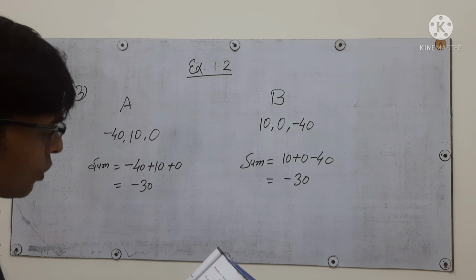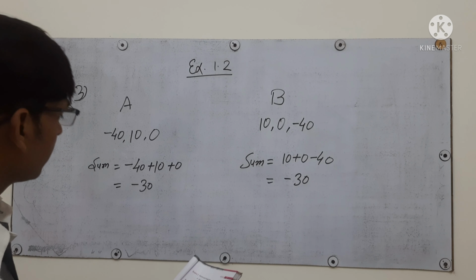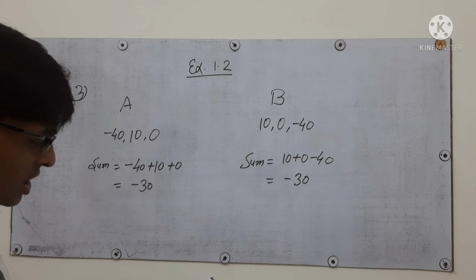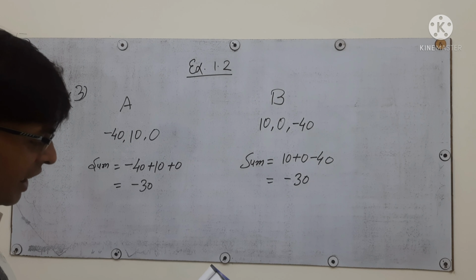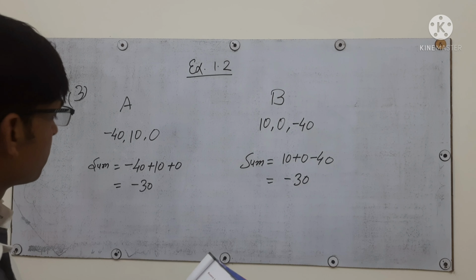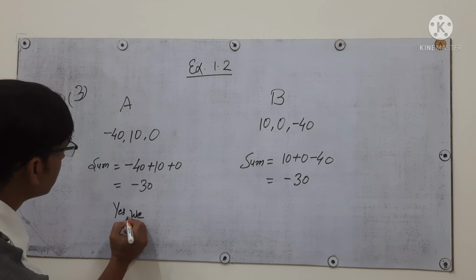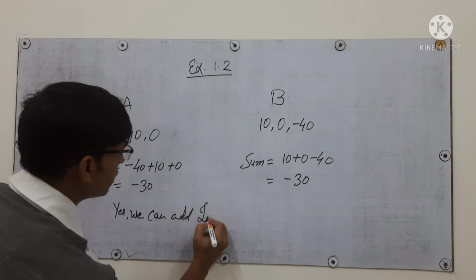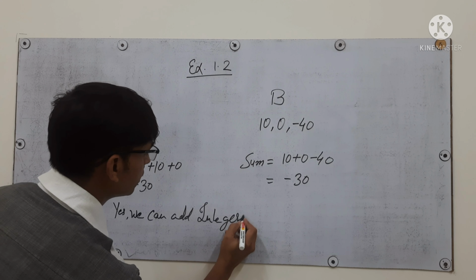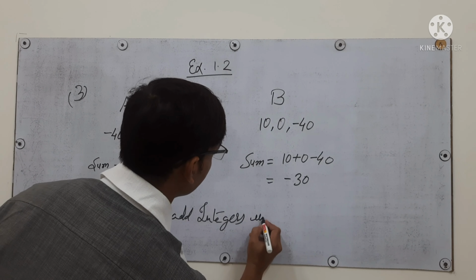So which team scored more? Both teams scored the same, and the same score is -30. Can we say that we can add integers in any order? Yes, we can add integers in any order.